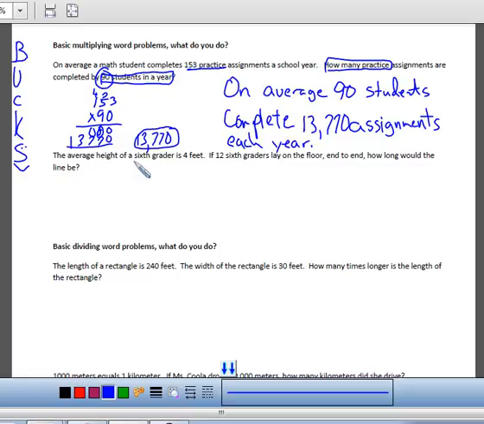Alright, so there's a problem right below this that is another multiplying. The average height of a 6th grader is 4 feet. If 12 6th graders lay on the floor end to end, how long would the line be? There's your question. So I want you to solve this one on your own and answer it in a complete sentence. So use this space over here. Should be a pretty easy multiplication problem.